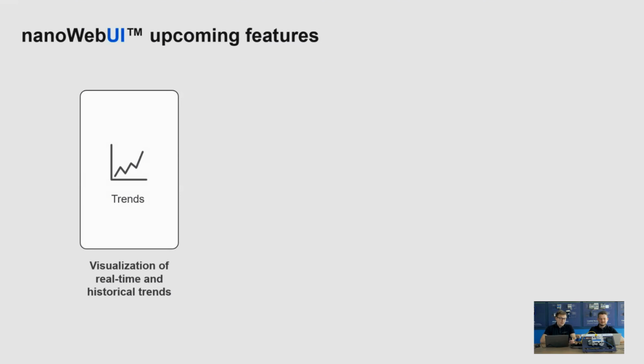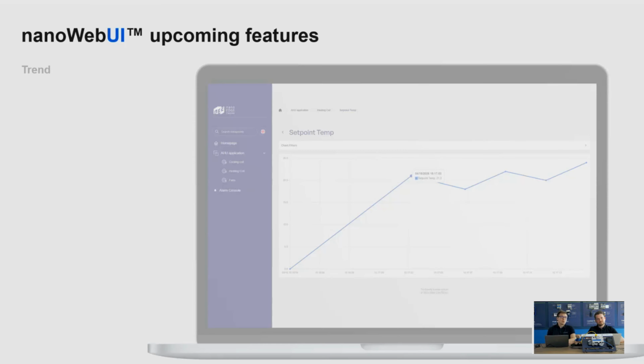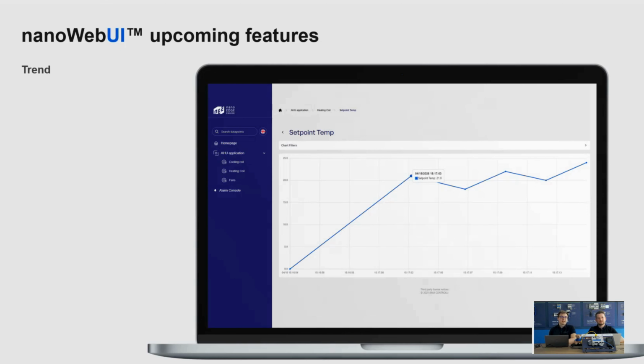So I told you that nano engine is constantly and frequently updated, but also the nanoWebUI, as a part of the nano engine, will be constantly updated. And with the next releases, we are going to have trends on web. So you can easily display the historical and real-time data on the web page. Just free of charge, we take the value on the web page.